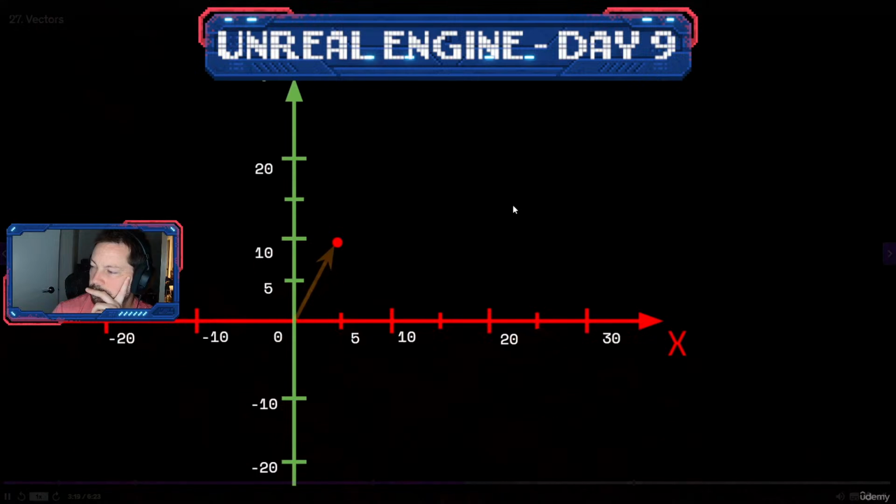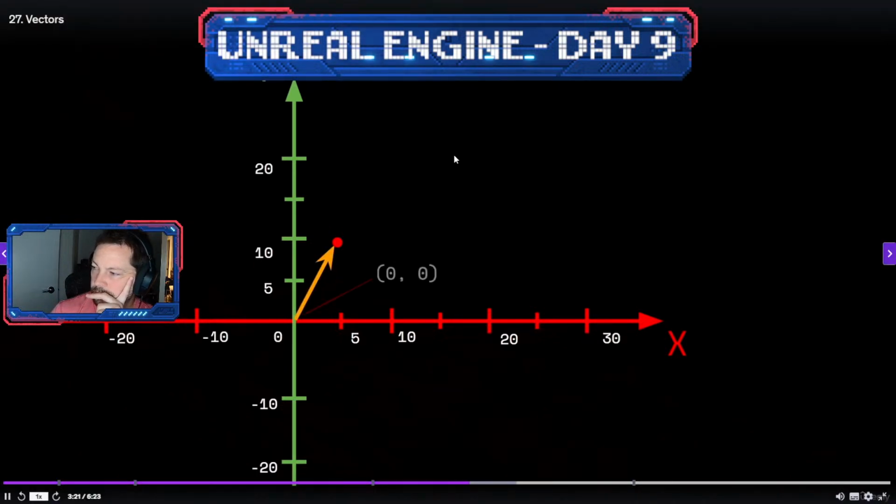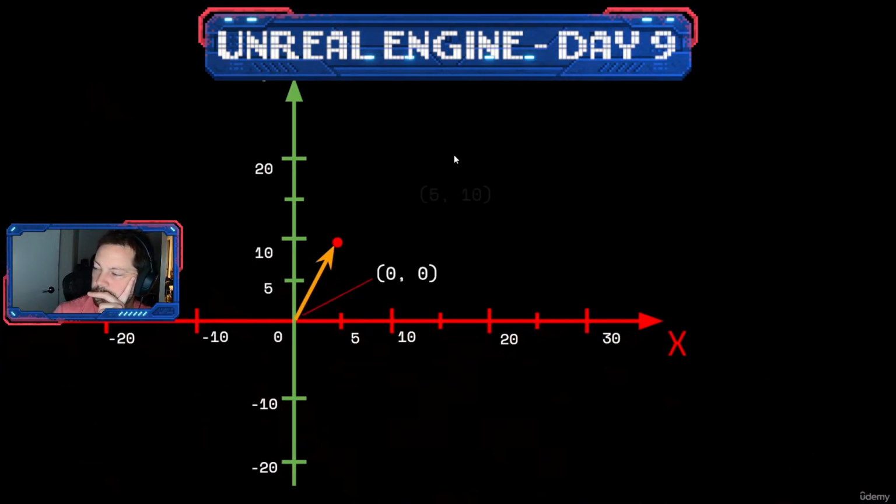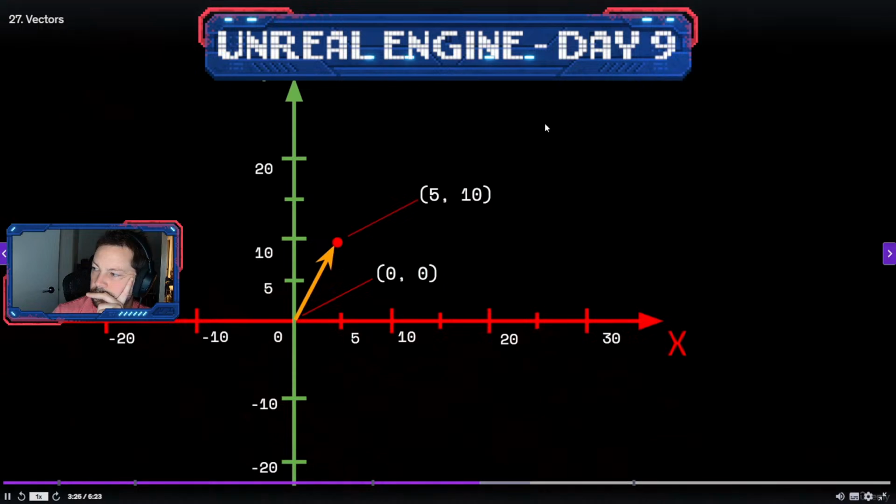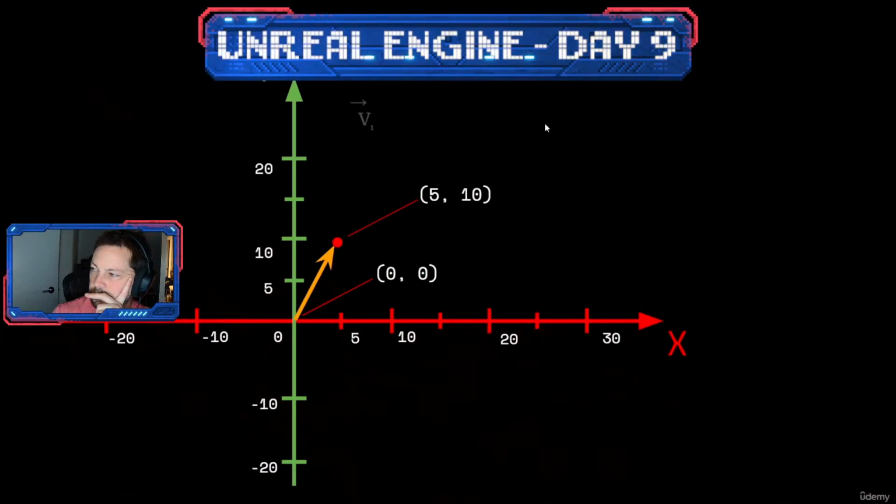Now let's say we have this vector, starting at the origin, 0, 0, and ending at this point here, 5, 10. Let's call this vector v1. Now we can calculate its x and y components fairly easily. We know that its components are 5, 10. We subtracted head minus tail for x and y. 5 minus 0 gave us 5, and 10 minus 0 gave us 10.